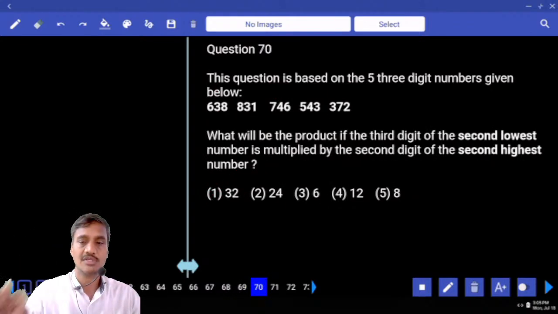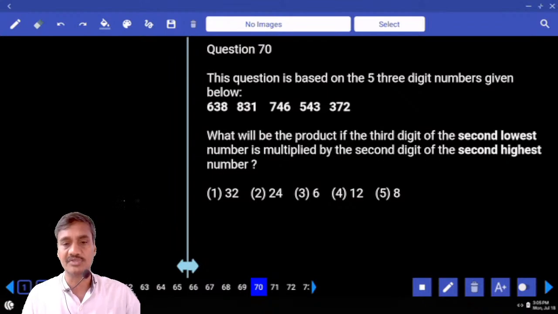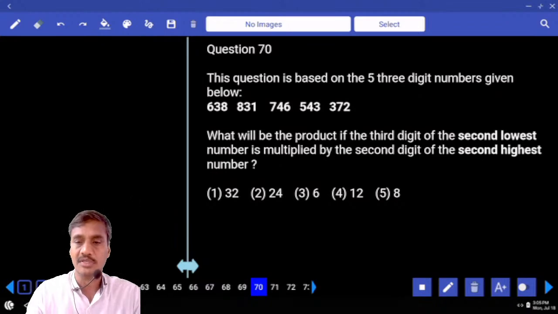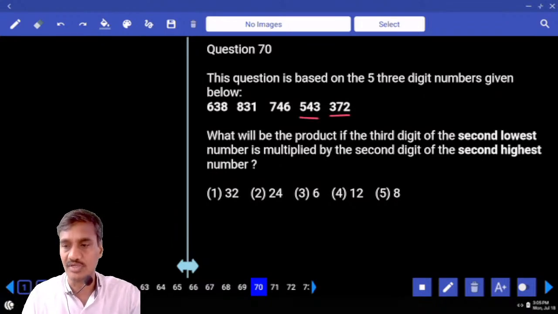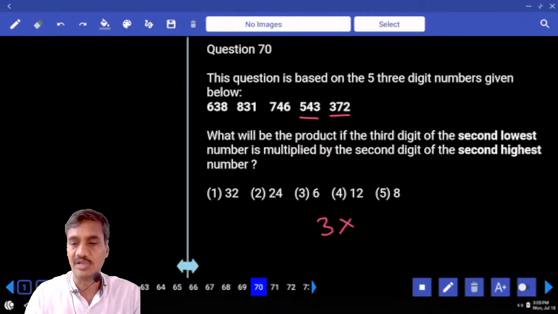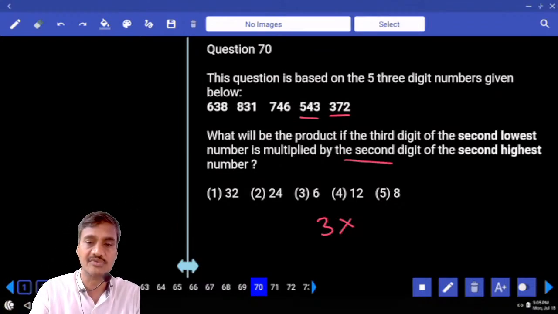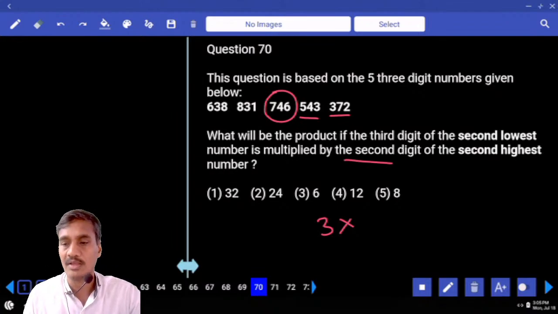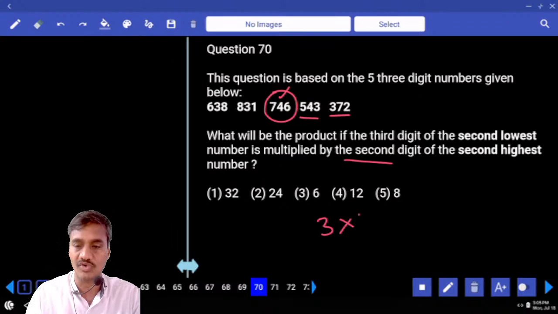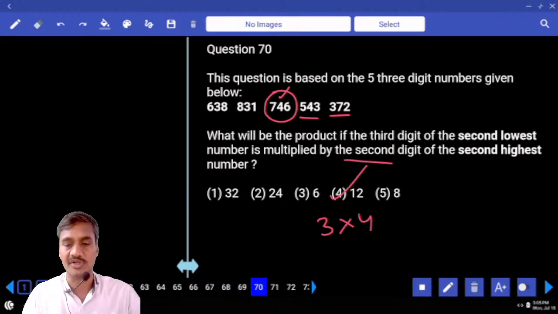Then 70th, what will be the product of the third digit of the second lowest number? Now here the question is about the second lowest number. This is the first lowest, and this is the second lowest. Now in this one, the third digit of the second lowest, what is the third digit? 3. It is multiplied with the second digit of the second highest. What is the highest number? 831, second highest is 746. Now the second digit of the second highest, what is the second digit you have? 4. Now 3 into 4, the product is 12, that is choice 4, question 70.